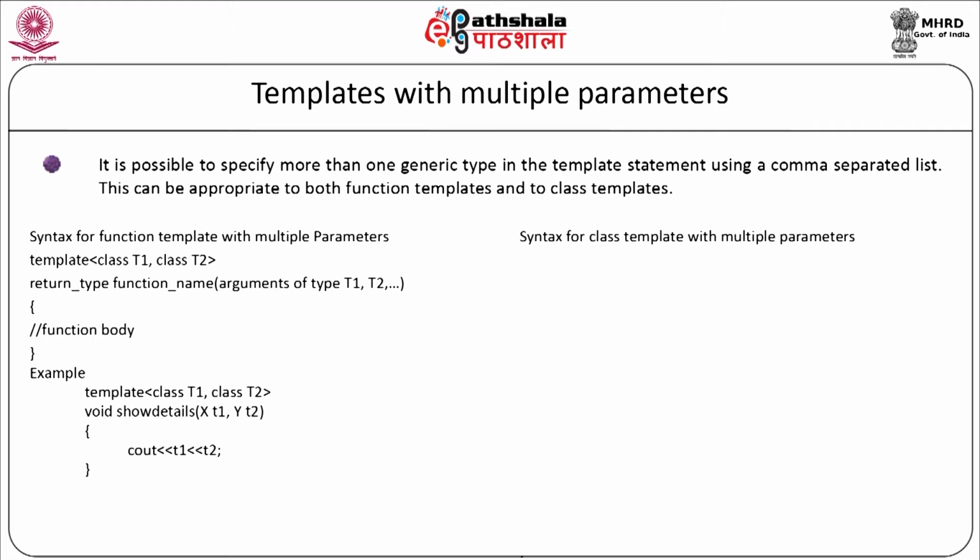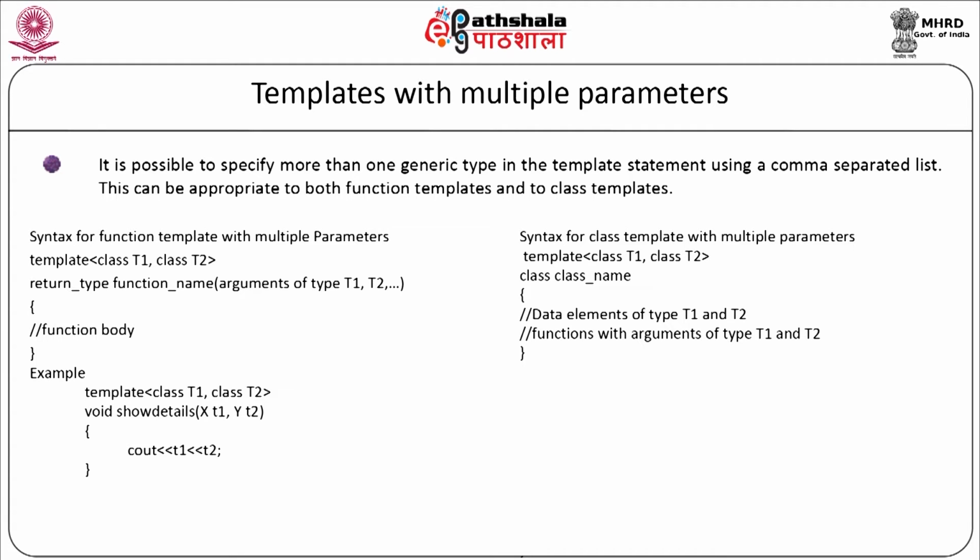Syntax for a class template with multiple parameters. It will be written as template <class T1, class T2>, class name, data elements of type T1 and T2, the functions with arguments of type T1 and T2, and the class will end. Example: template <class T1, class T2> class pairs, opening of the class, T1 x; T2 y; public: pairs(T1 a, T2 b); void showdetails(); end of the class.